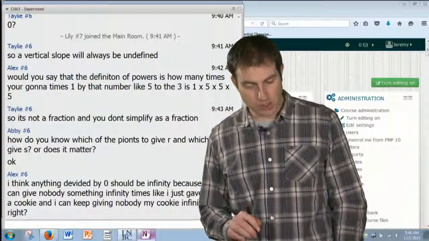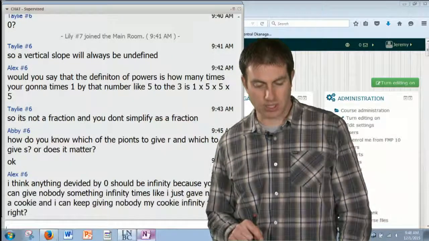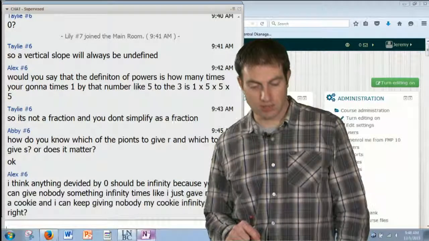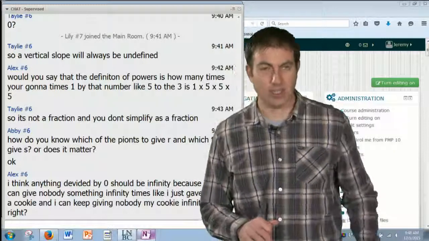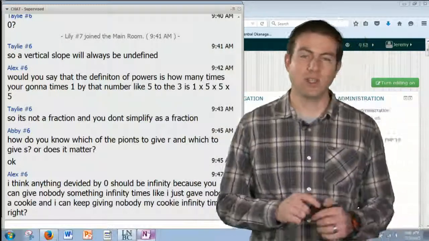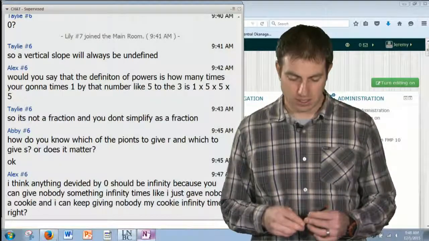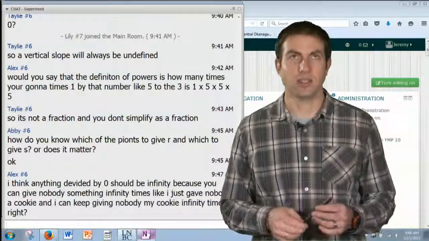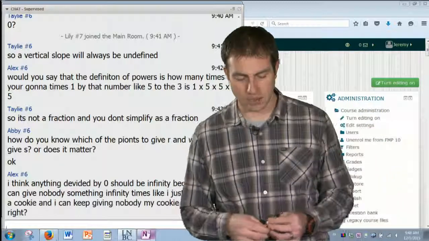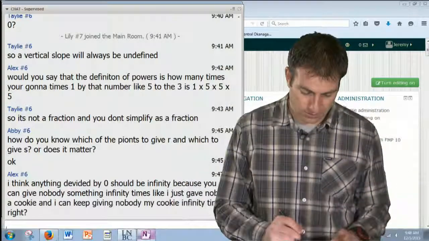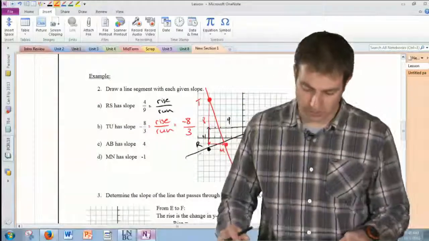Anything divided by 0 should be infinity, because you can give nobody something infinity times, like I just gave nobody a cookie, and I can keep giving nobody a cookie infinity times, right? If it makes you feel good to give nobody something infinite amount of times, then I guess that's okay. I don't know if it makes sense mathematically to calculate it that way. We can go with it if you want. You can give me no cookies, Alex.